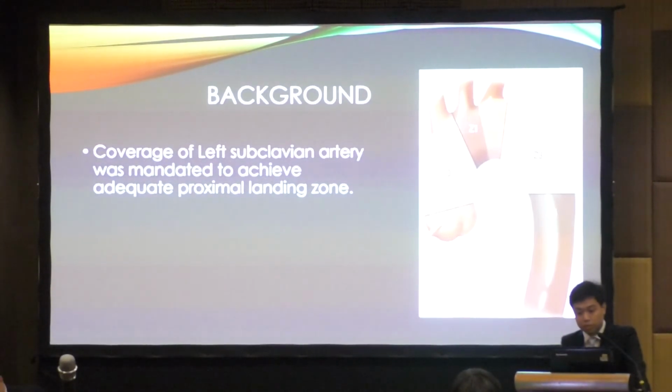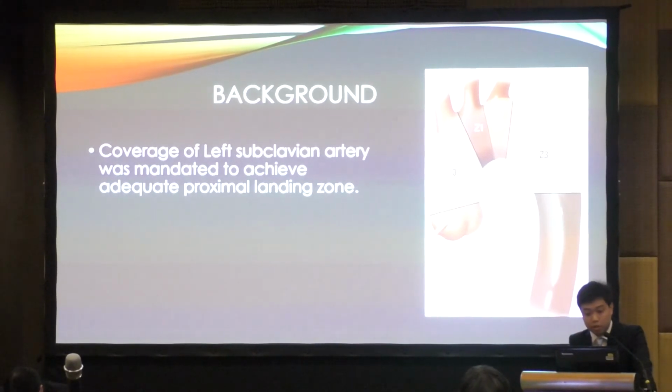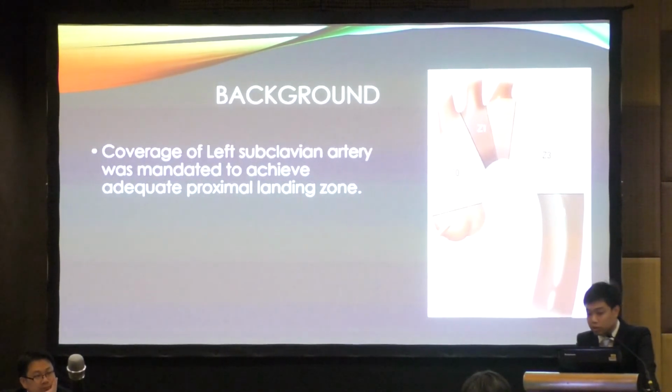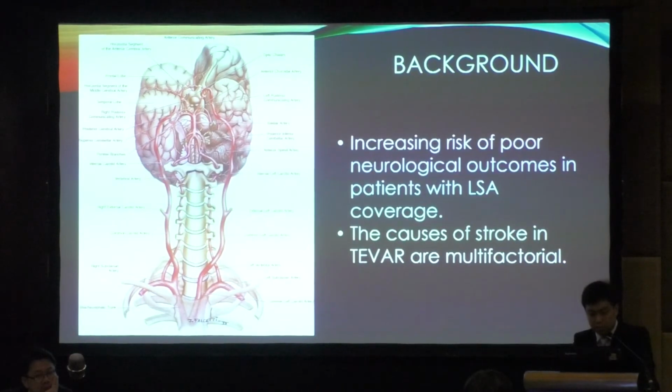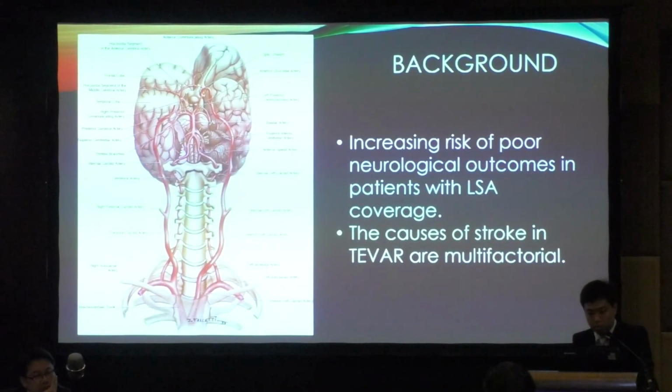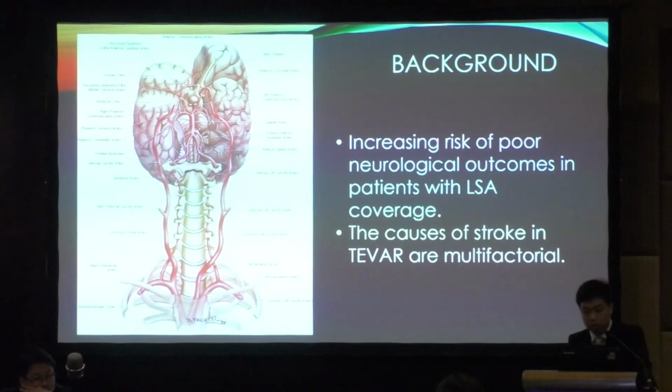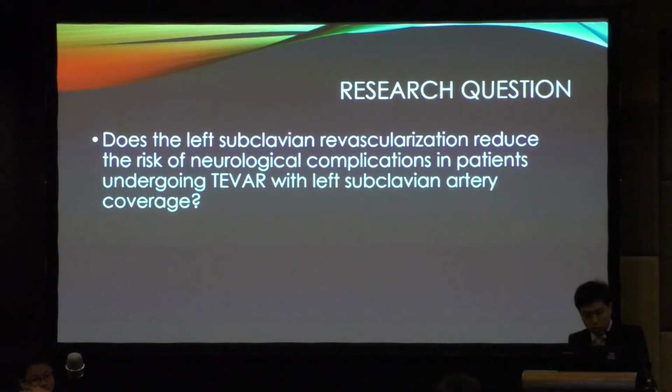Up to 40% of patients who underwent TEVAR need left subclavian artery coverage to achieve an adequate proximal landing zone, which includes TEVAR zone 0, zone 1, and zone 2. Coverage of the left subclavian artery increases the risk of poor neurological outcome, especially in the posterior circulation system, which is supplied by the vertebral artery, and the spinal cord, which is supplied by the anterior spinal artery. However, poor neurological outcome in TEVAR is multifactorial. So here is my research question. Does left subclavian revascularization reduce the risk of neurological complication in patients undergoing TEVAR with left subclavian artery coverage?